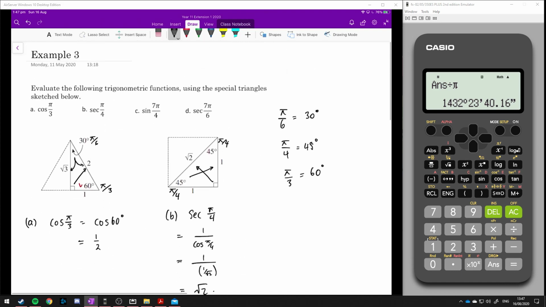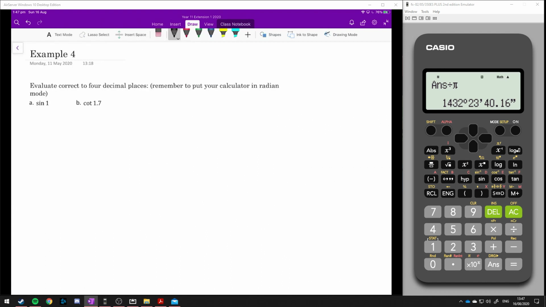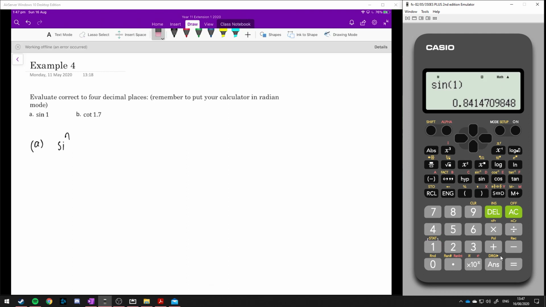Now, we're not always going to have values like that. Sometimes we're going to have trickier ones, like these where it's just flat out values, and you can just use your calculator for those. So sine of 1, for example. Make sure your calculator is in radian mode by hitting shift and mode and then pressing 4 for rad. Then you can literally just put these in and it'll tell you the value. Sine of 1 is equal to 0.8414, to 4 decimal places.